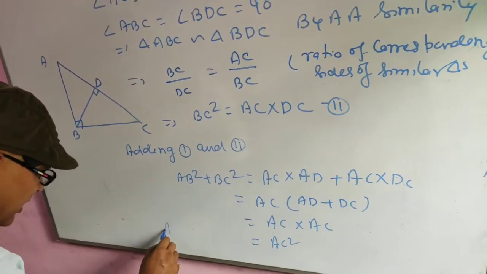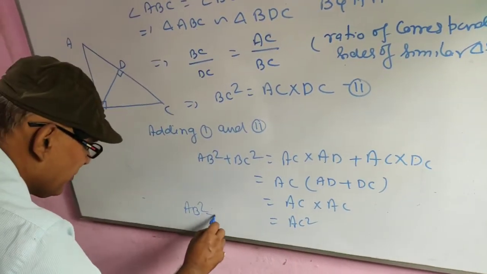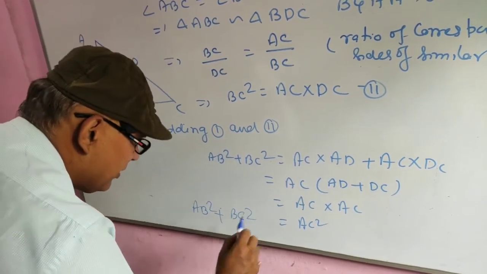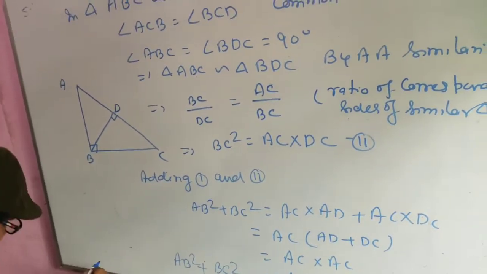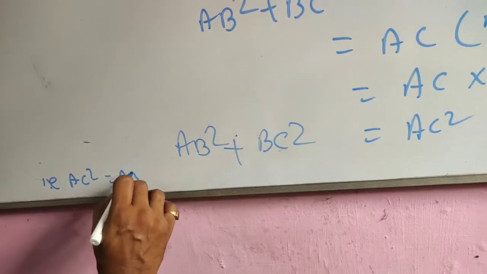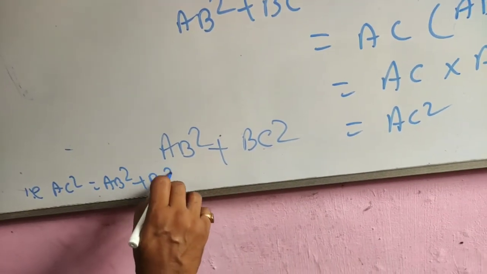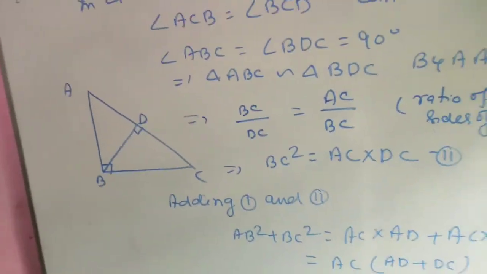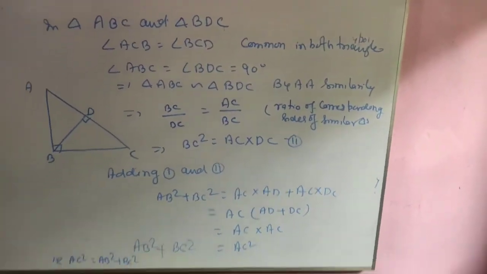So AB square plus BC square is equal to AC square, that is, AC square is equal to AB square plus BC square. Proved. This is the Pythagoras theorem.